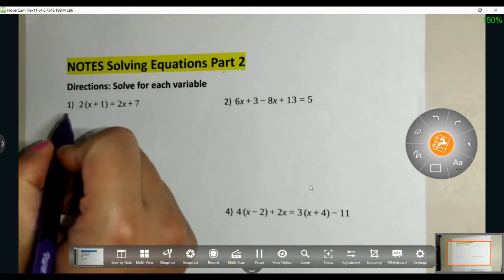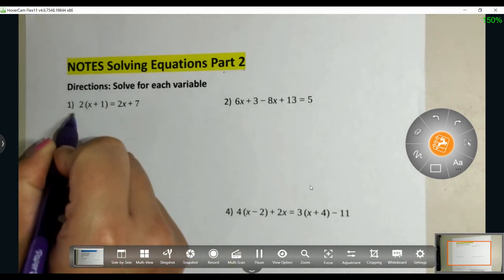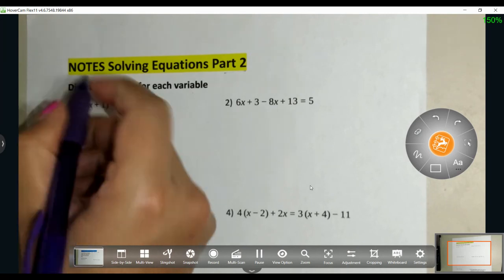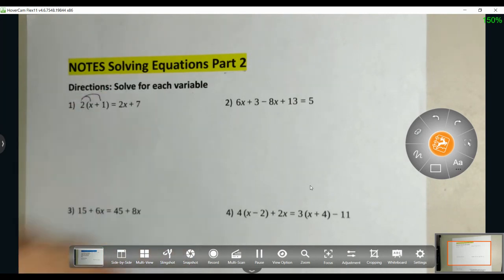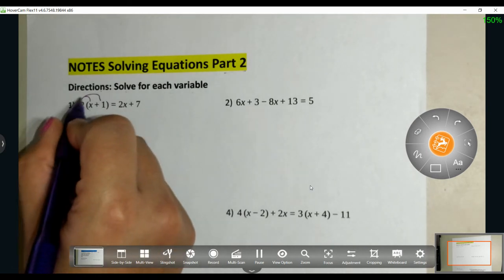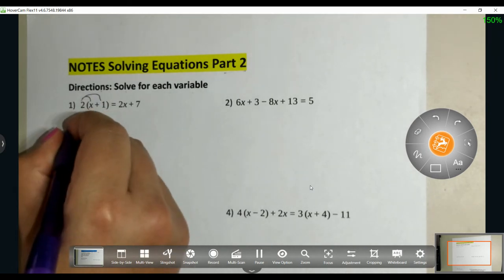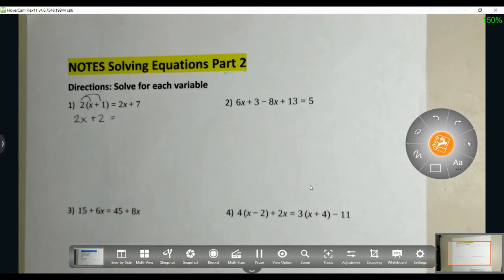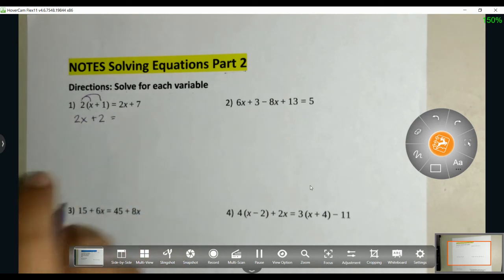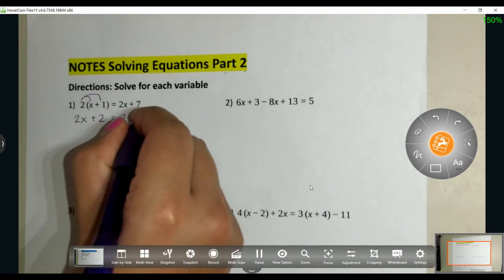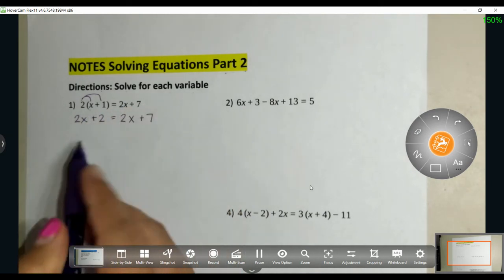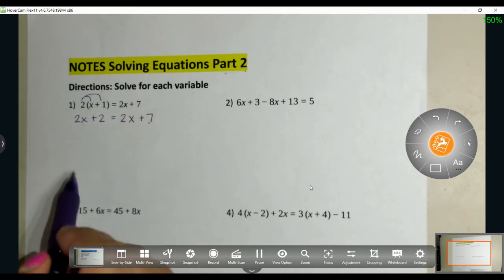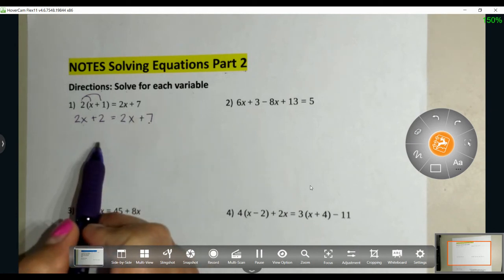So looking at the first one, we told y'all anytime you see those parentheses with a number out in front, distribute. So this isn't going to be any different. We're going to multiply through by that number outside the parentheses, which is a 2. And that's going to give us 2x plus 2 when we multiply 2 times 1. That's going to be equal to, in this situation here, just bring down what we began with, so 2x plus 7.